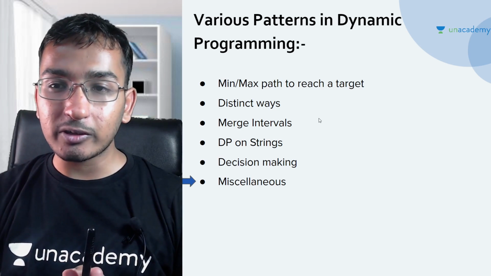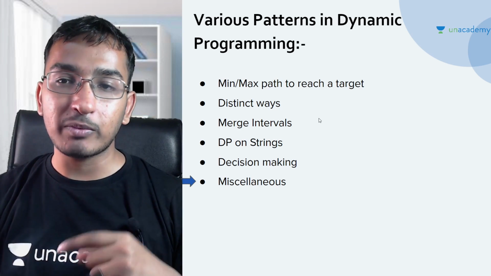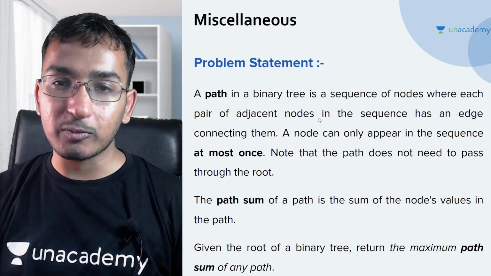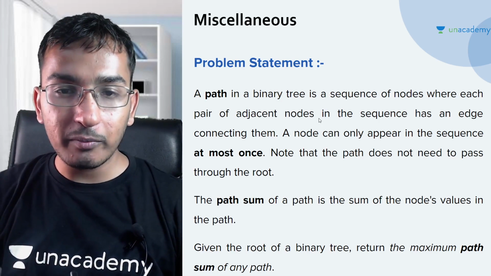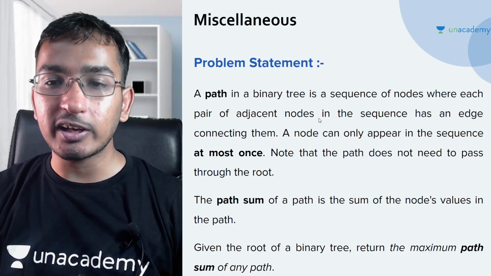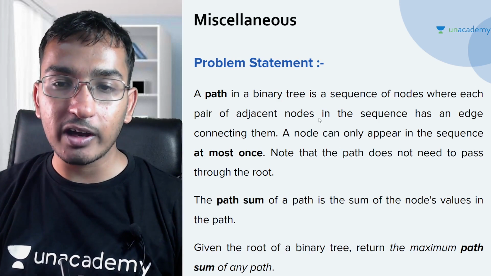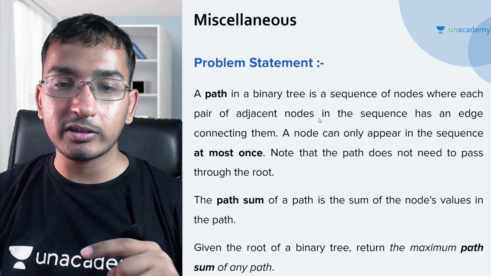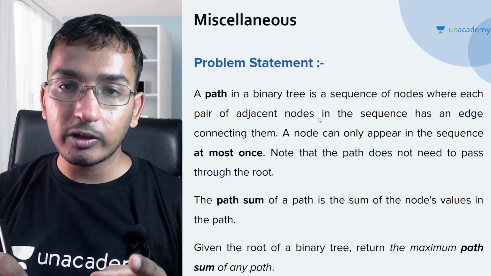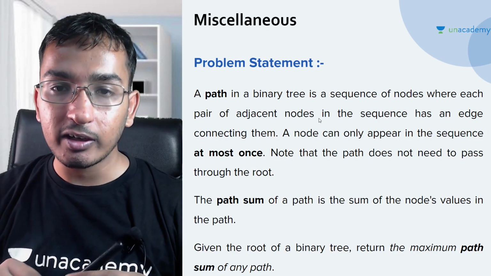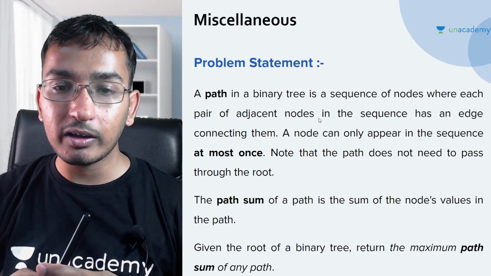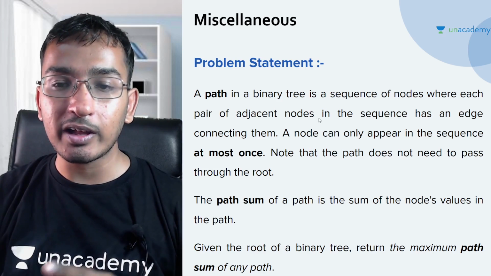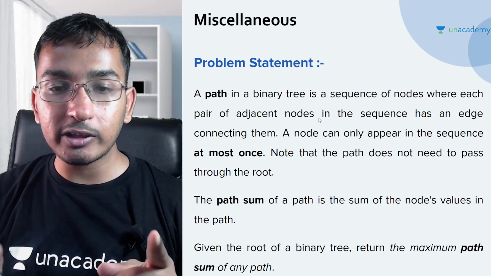So let's jump into today's problem, where we apply dynamic programming on the tree. Okay guys, let's see the problem here. A path in a binary tree is a sequence of nodes where each pair of adjacent nodes in the sequence has an edge connecting them. A node can appear in the sequence at most once. So path is a sequence of nodes where two nodes are connected with each other by an edge. Note that the path does not need to pass through the root.